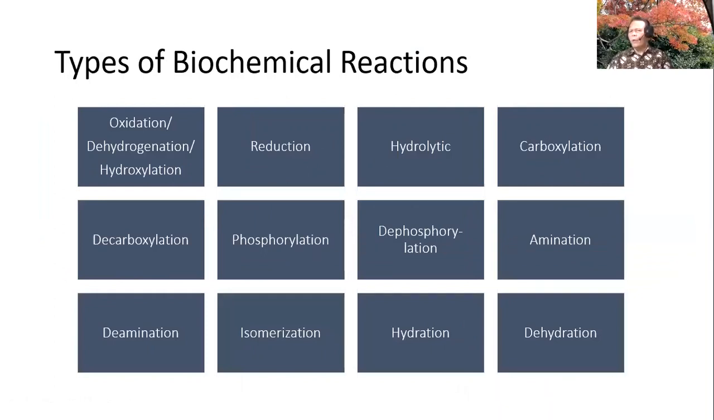Let's see several types of biochemical reactions: oxidation, dehydrogenation, hydroxylation, reduction, hydrolytic, carboxylation, decarboxylation, phosphorylation, dephosphorylation, amination, deamination, isomerization, hydration, and dehydration. There are so many types of biochemical reactions.